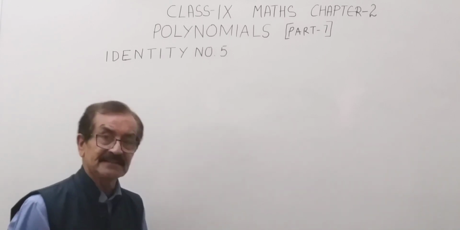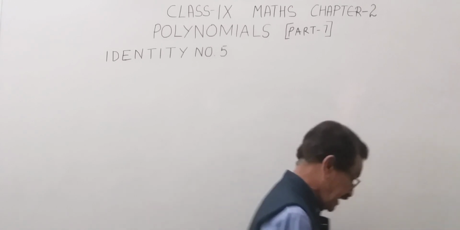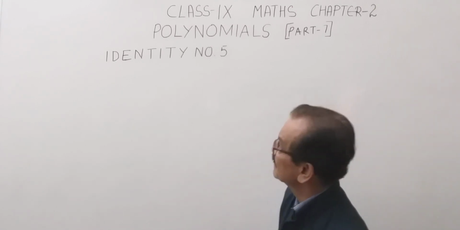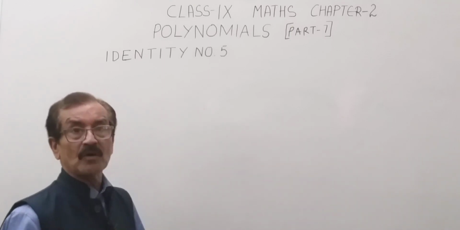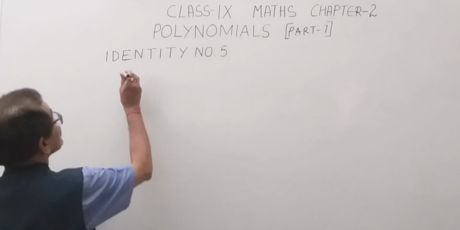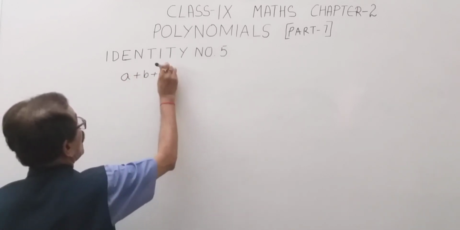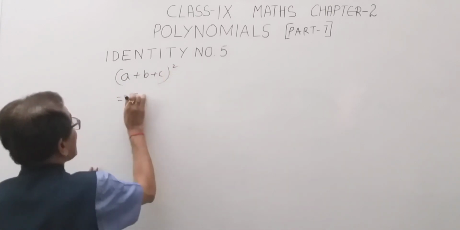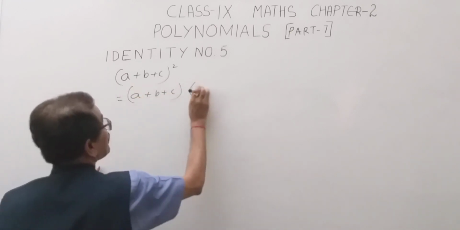Mathematics, class 9th, polynomials. We are still continuing with the chapter, and today we are going to take some identities. Let us consider the identity number 5, that is the square of a trinomial. Suppose I have a plus b plus c whole square. That means that I am multiplying a plus b plus c by a plus b plus c.